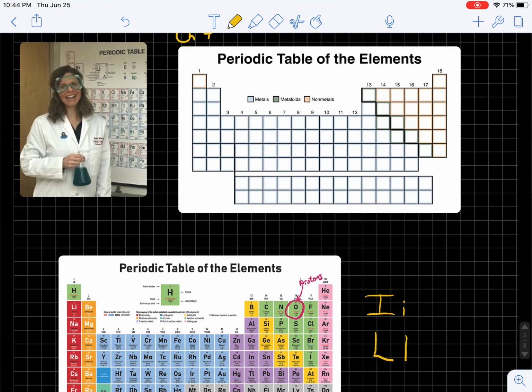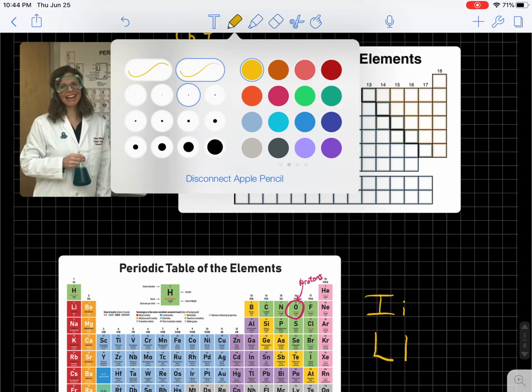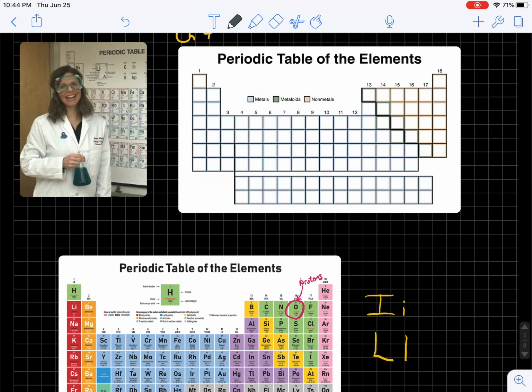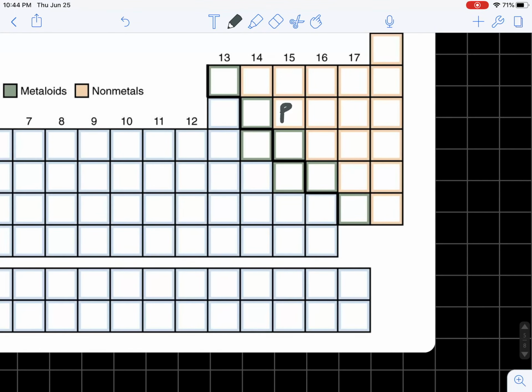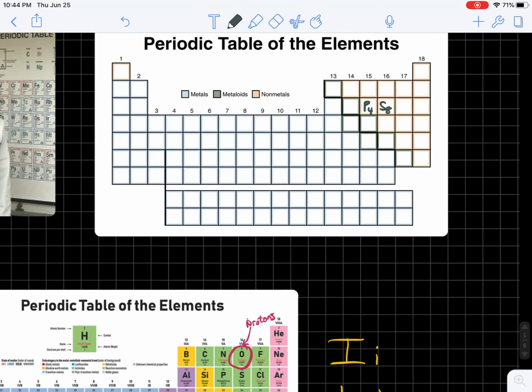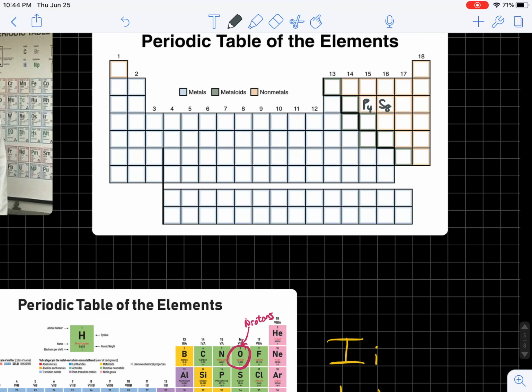All right. First of all, phosphorus and sulfur. Go ahead and take your blank periodic table, and let's write phosphorus and sulfur in. And so we'll zoom in on this, and I'm just going to write P4 to remind me that that's tetravalent. And sulfur, I'm going to write S8 to remind me that that is octavalent.